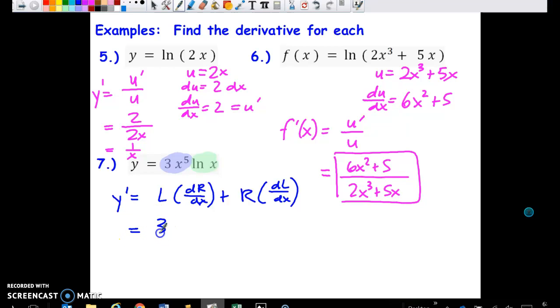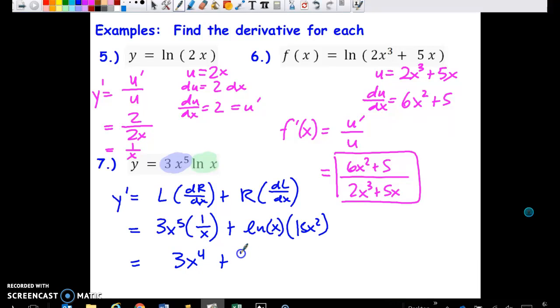So the left is 3x to the 5th. The derivative of the right is 1 over x times the derivative of x, which is 1, plus the natural log of x times the derivative of the left, which is going to be 15x squared. So I get 3x to the fourth plus, looks like, 15x squared natural log of x.